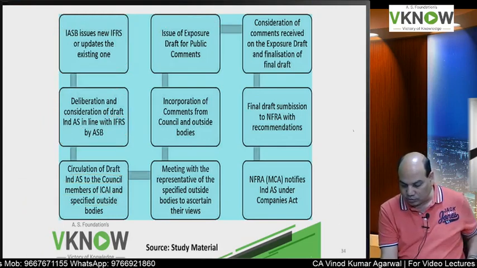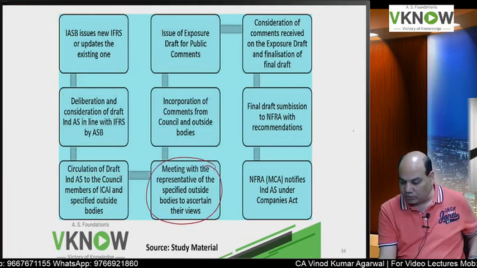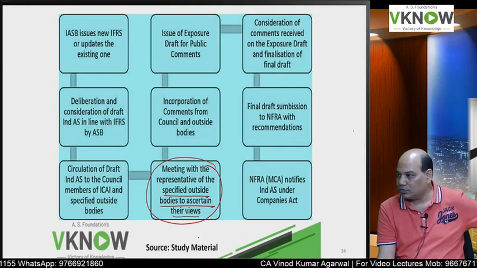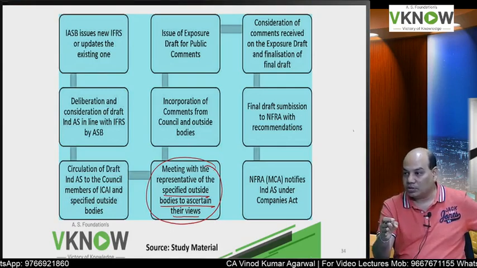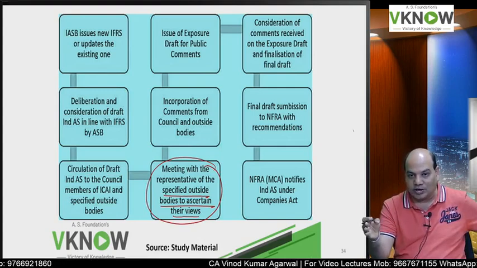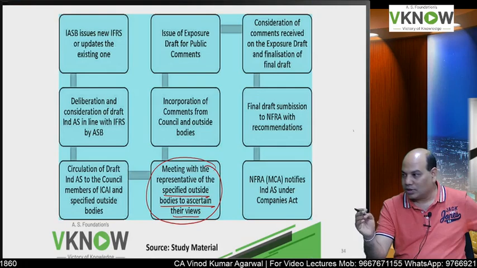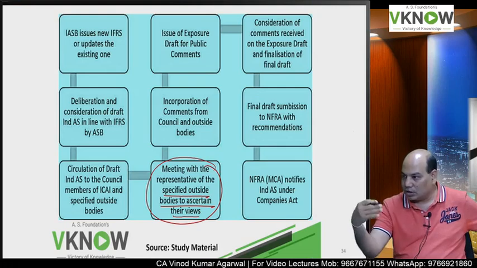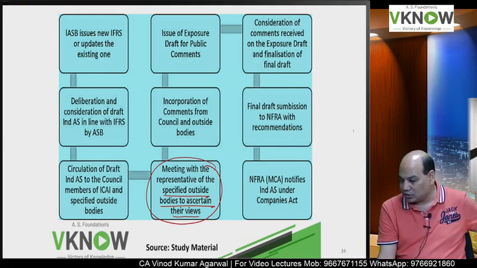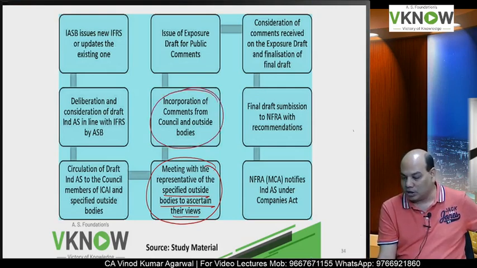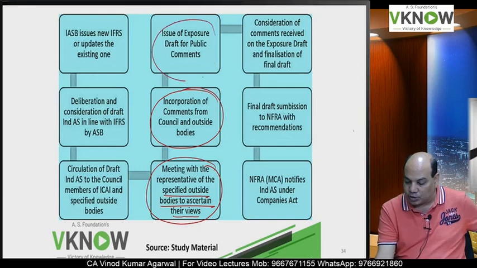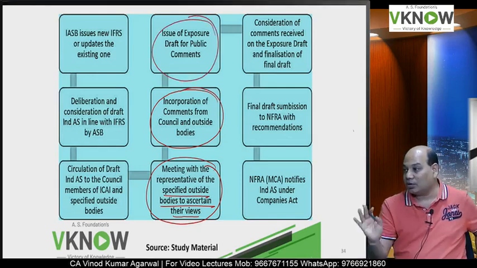Before that, sorry, we will go to this one. Meeting with the representatives of the specified outside bodies to ascertain their views. So they will call a meeting of people from SEBI, C&AG, CBDT, RBI, Company Secretary Institute, and the ICMA Institute, and they will offer their suggestions. After receiving their suggestions, they will incorporate them in the draft and issue an exposure draft for public comment now.